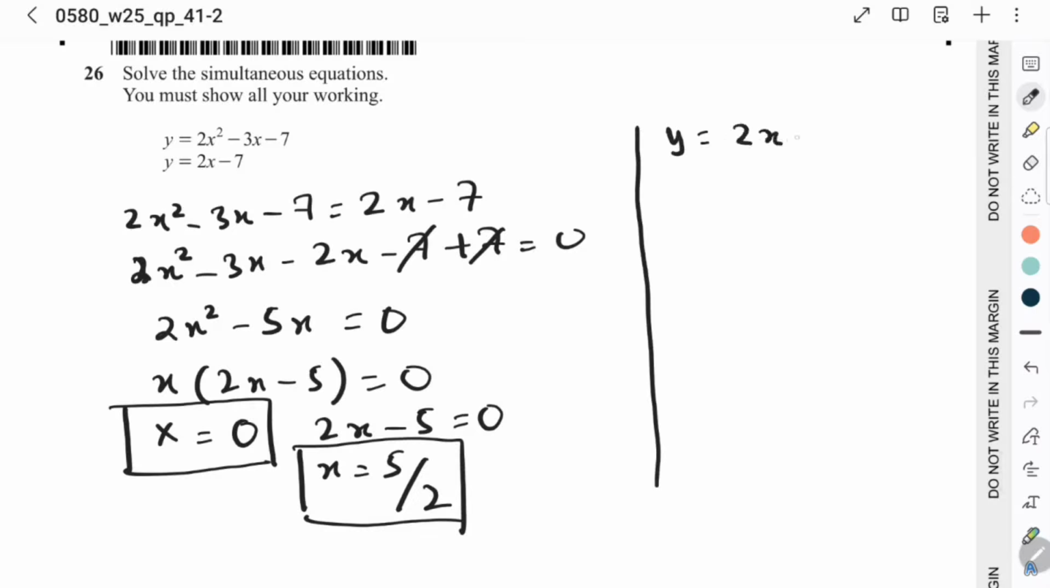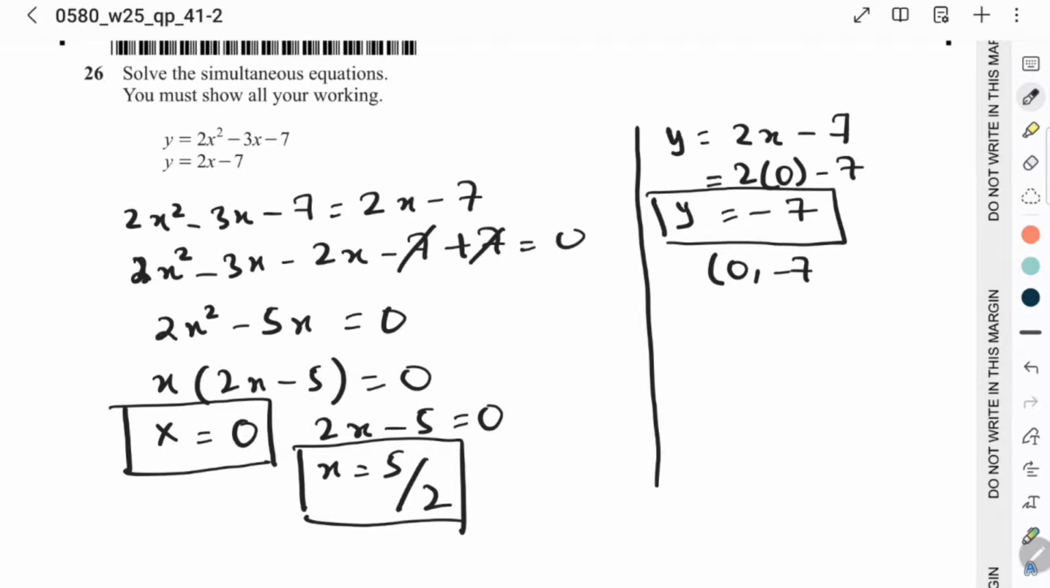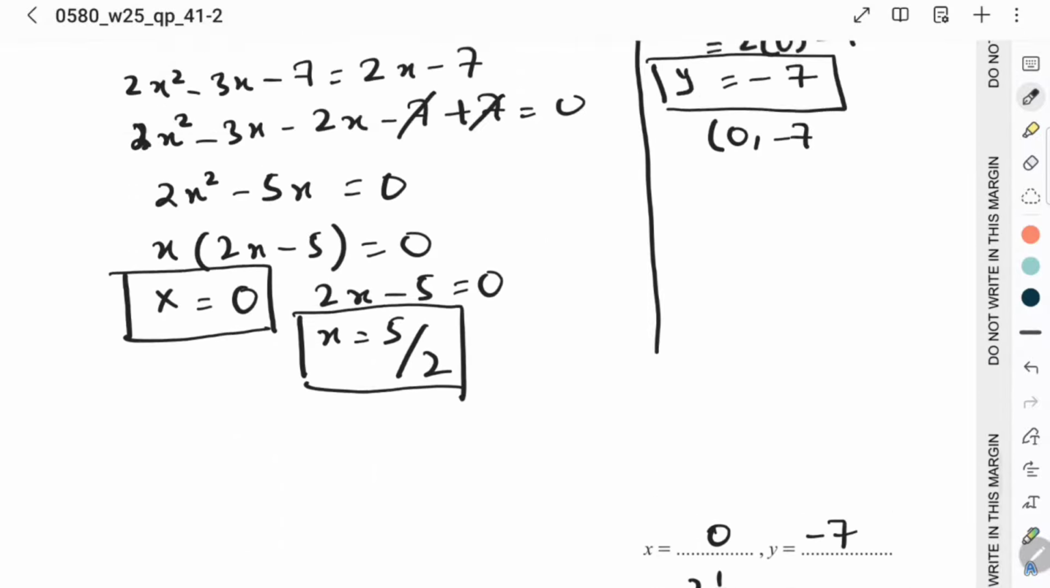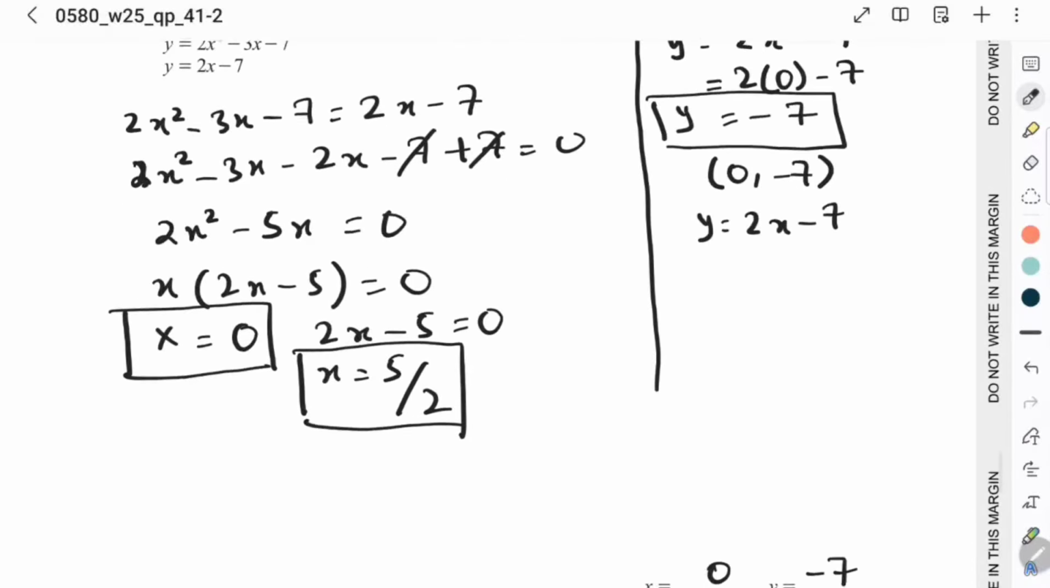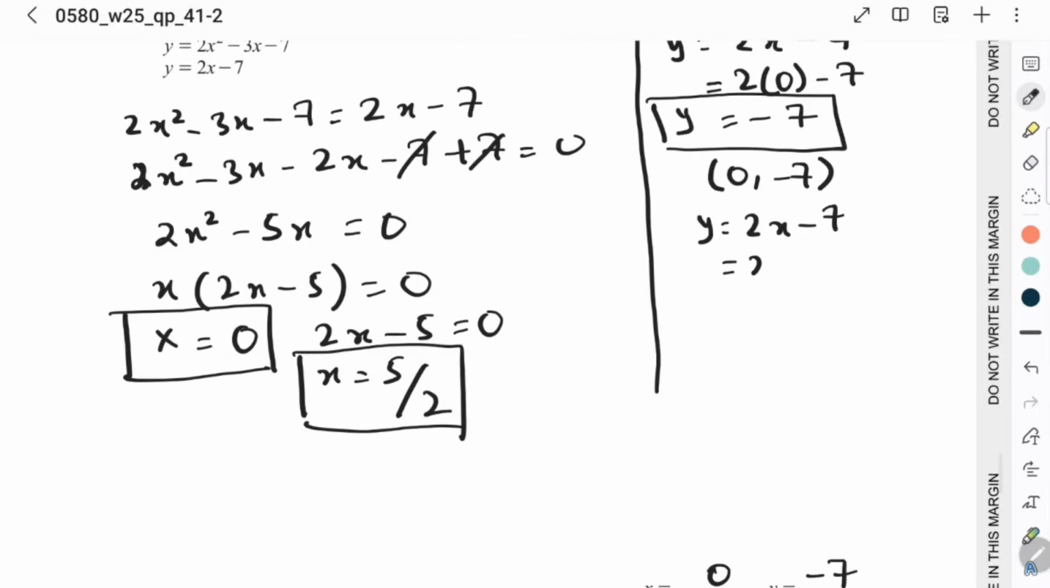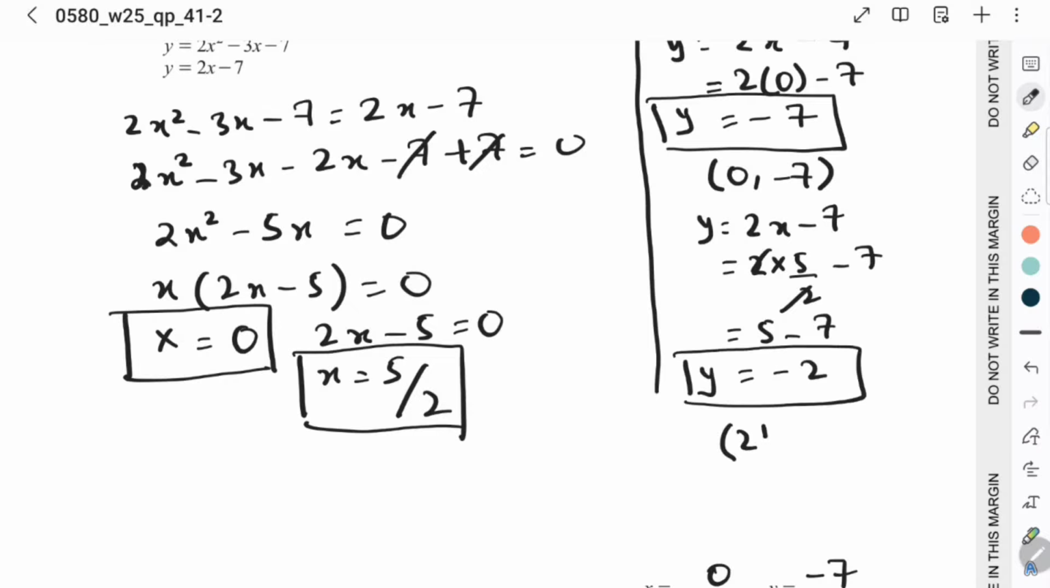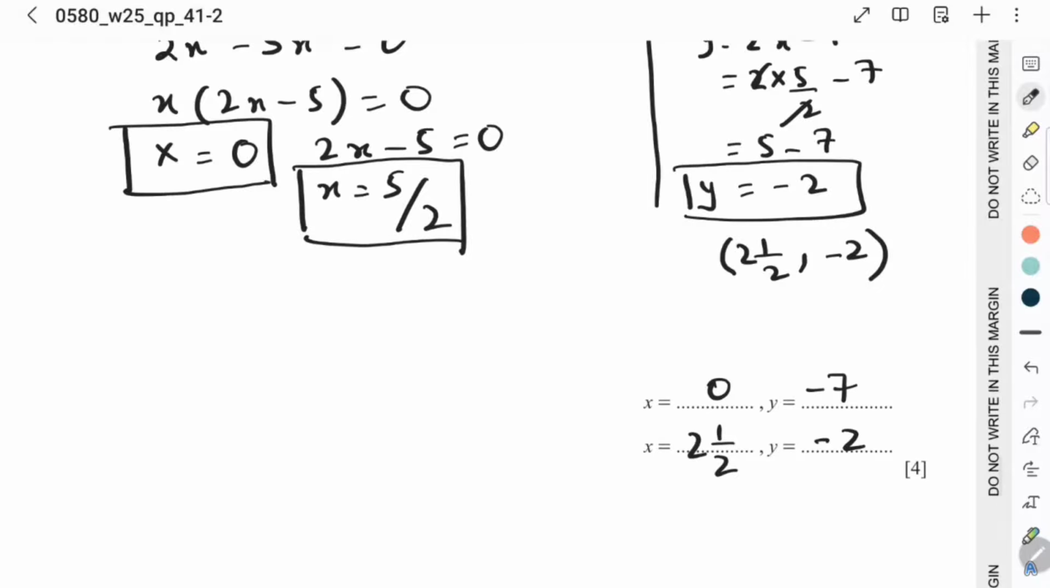So now this is 2x minus 7. y is equal to 2x minus 7. First of all, I'm substituting 0. So 2 times 0 minus 7 is equal to minus 7. So the first answer is 0, minus 7. Again, I'm rewriting the same linear equation, y is equal to 2x minus 7. Now we have 5 over 2 minus 7. 5 minus 7 is minus 2. So y is equal to minus 2. And then the next answer is 2 whole 1 upon 2 and minus 2. Alright, move to the next question. It was a 4 marks question.